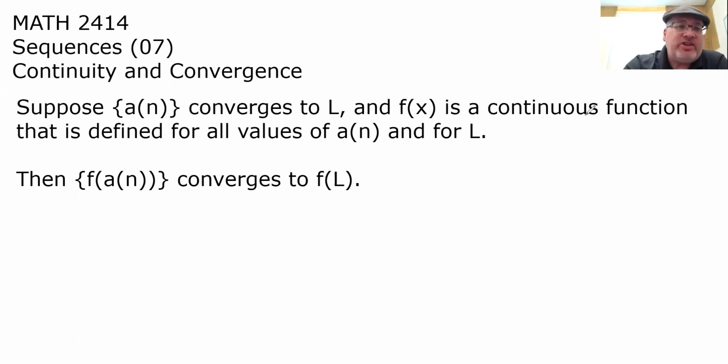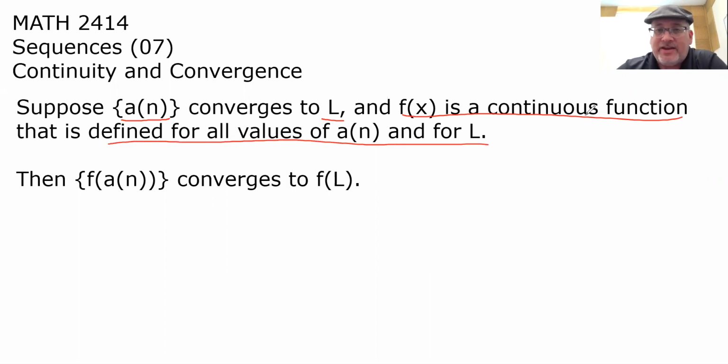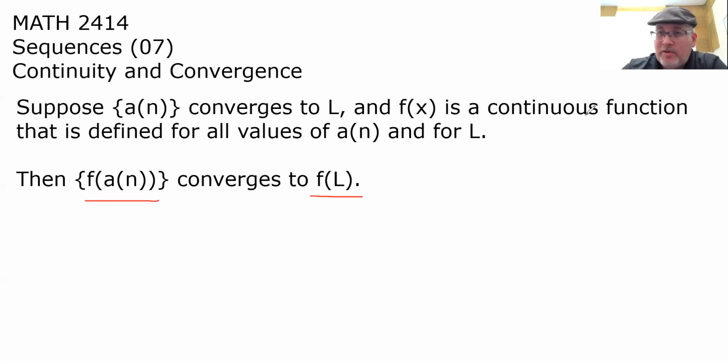Suppose that we have a sequence, a_n, that converges to L, and we have a function that's continuous and defined for all values of a_n and for L. Translation. We've got a pattern that converges to a number L, and our function can take in any number in the pattern as well as the thing it converges to. Then the conclusion that we can draw is that this new sequence, f of a_n, converges to f of L.